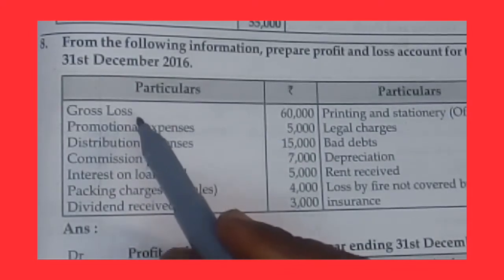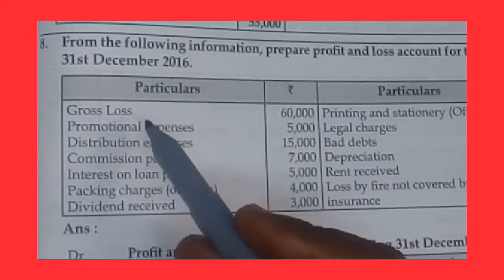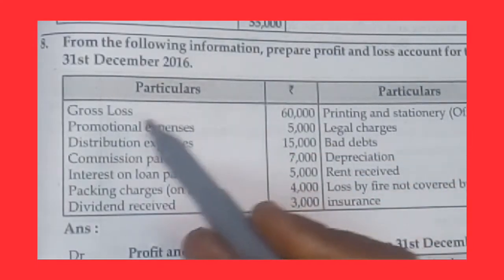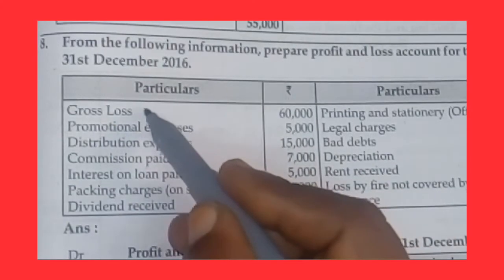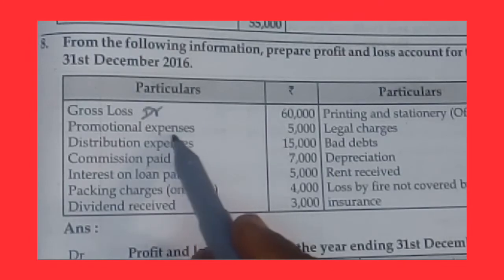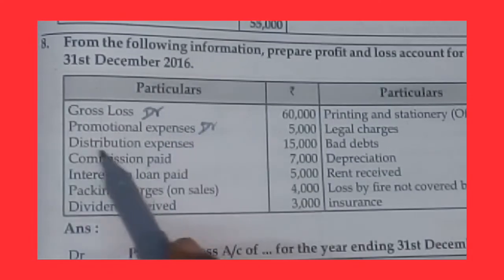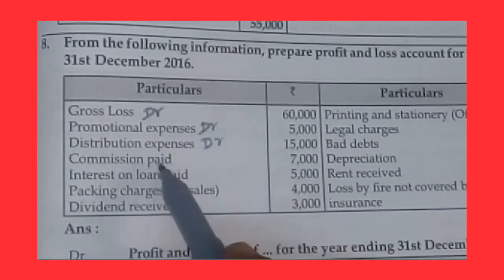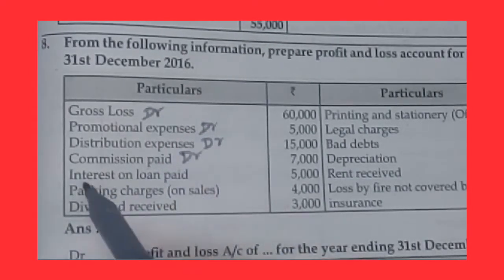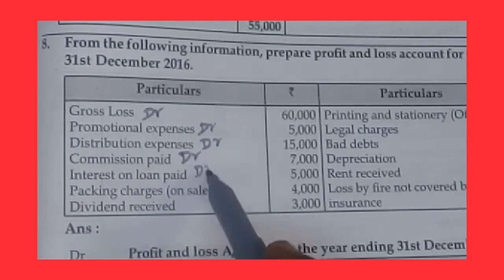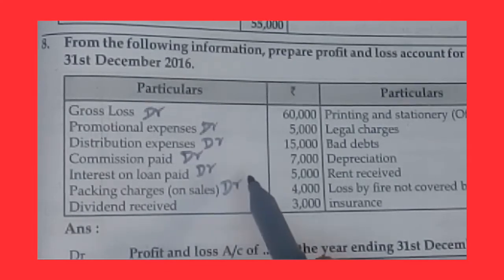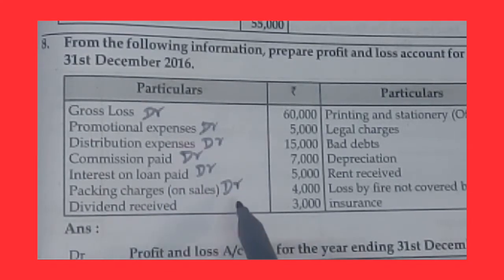We know very well expenses will be on debit side and incomes will be on the credit side. Gross loss, இது வந்து நம்ம வந்து transferred from the trading account இல்லையா? Trading accountல gross lossங்கிறது வந்து credit sideல இருந்திருக்கும். இப்போ இது வந்து profit and loss accountல it will appear in the debit side, right? And promotional expenses அப்படினாலே it comes under debit side. Distribution expenses debit side. Paid அப்படினாலே expensesனால ஒண்ணுதான், so இதுவும் debit side. Interest on loan paid debit side. Packing charges on sales அப்படிங்கும்போது இது P&L தான் வரும். Okay, debit side of the P&L account.